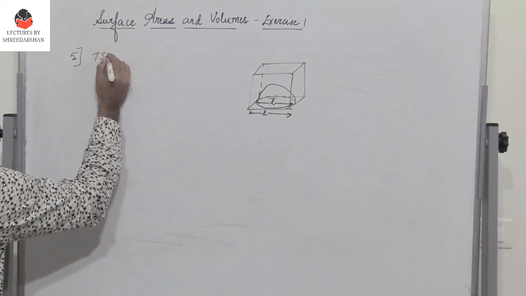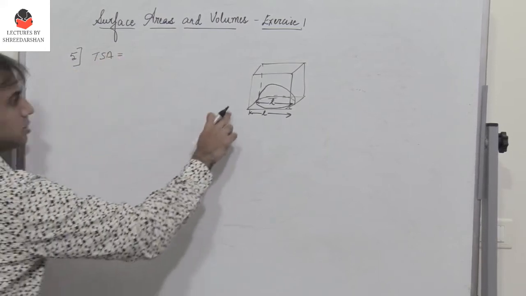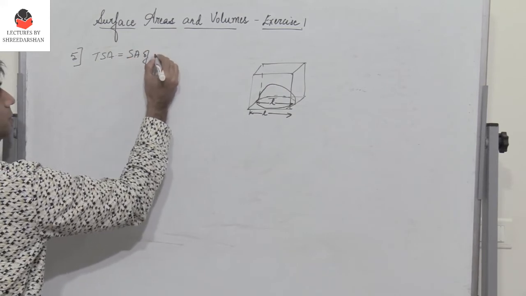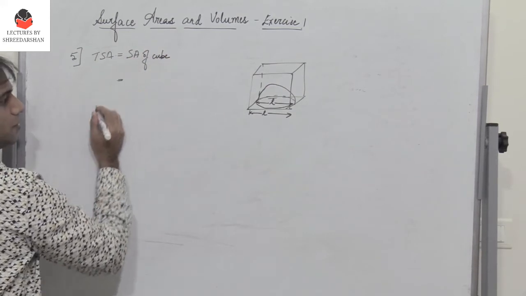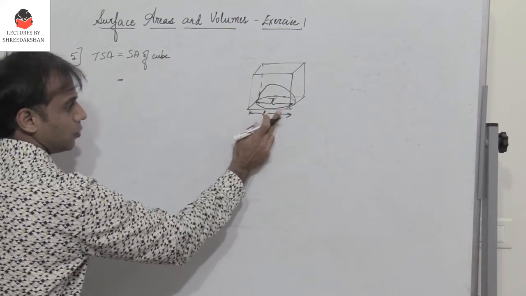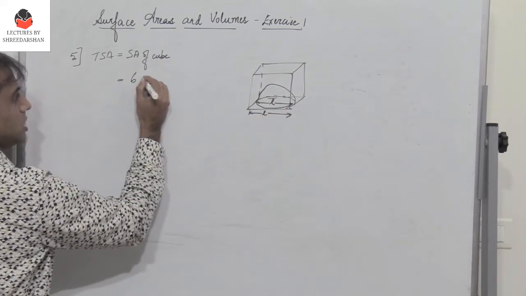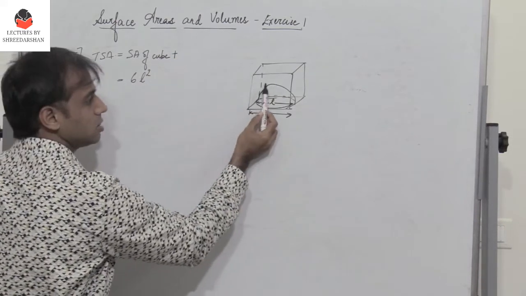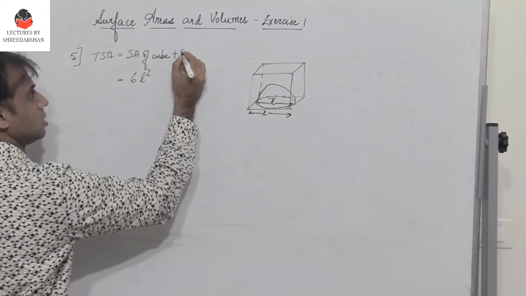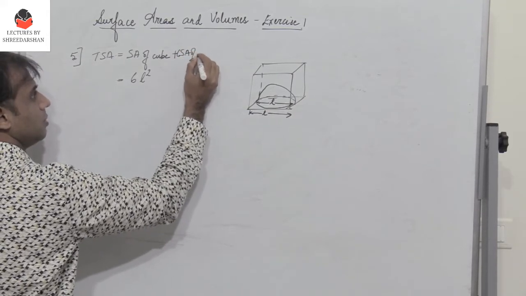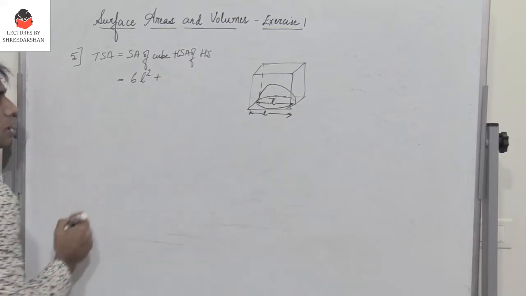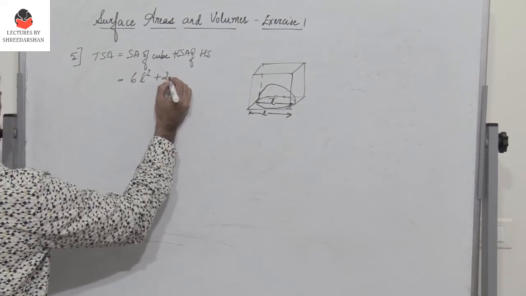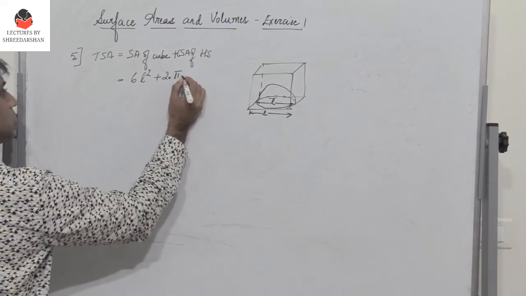So now what is the total surface area? Of course I need to find the surface area of the cube. So therefore that is the surface area of the cube. And what is the surface area of the cube? Surface area of one side is L square, so it's going to be 6L square. And then I also need to add the curved surface area of the hemisphere, which is pi into 2 into r square. So it's going to be 2 pi r square.